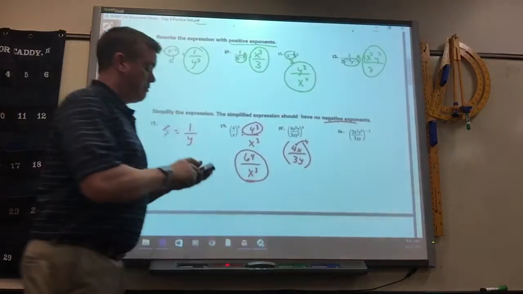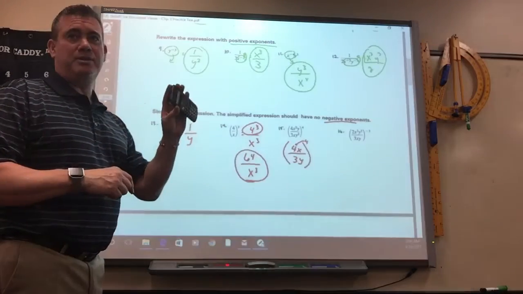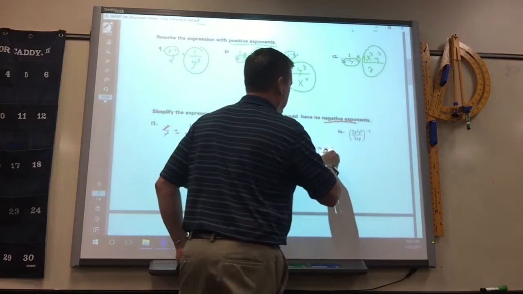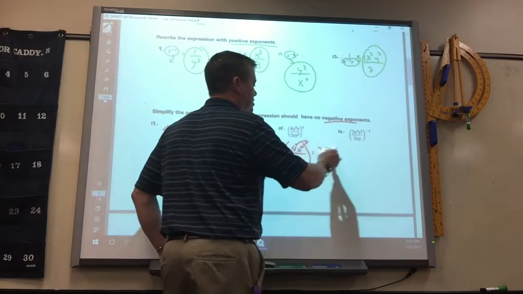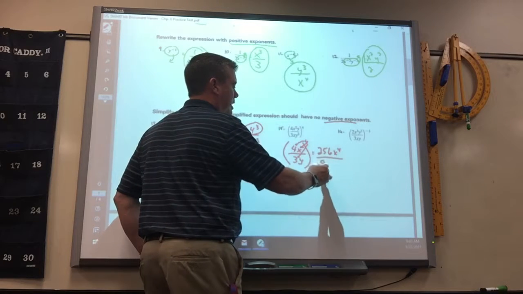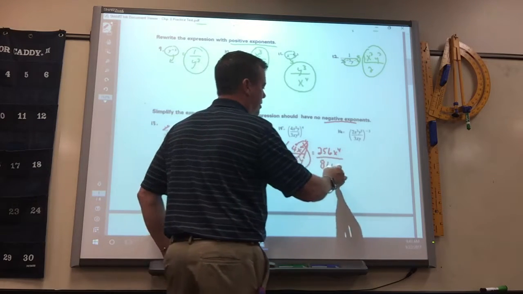So, 4 to the 4th, everyone knows how to use the exponent key, right? It's 256. And then x to the 4th, 3 to the 4th, 81, y to the 4th.